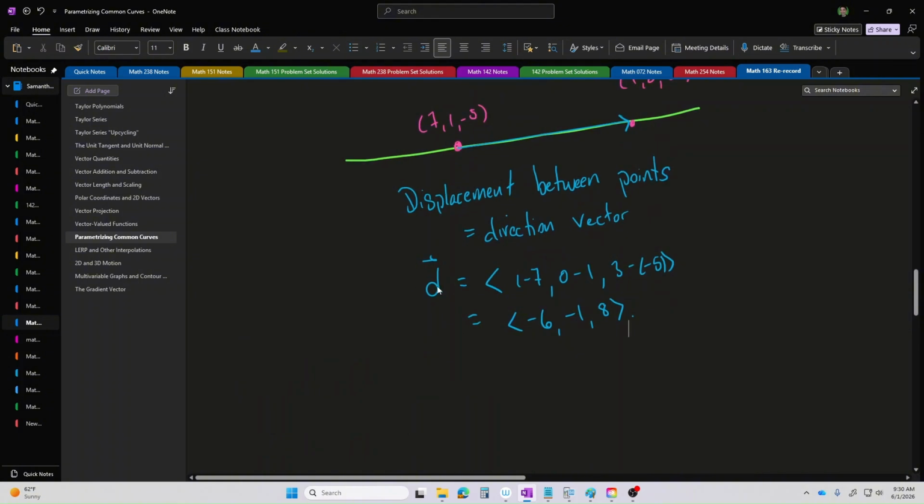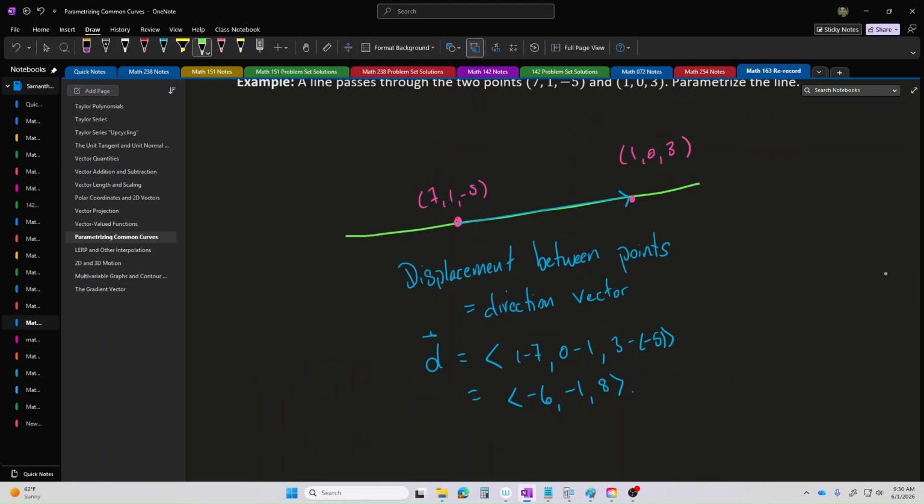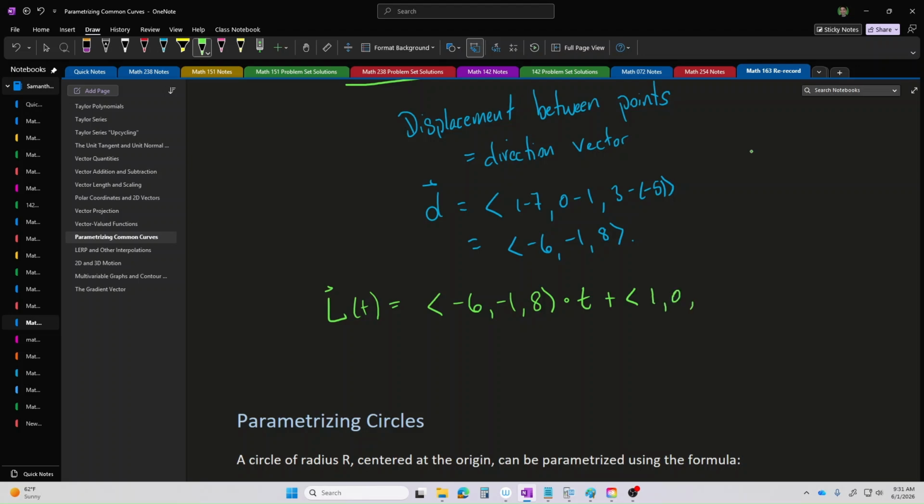So now that I have this direction vector d, I can choose again whichever one of these 2 points I want for my r sub 0 for the line. I might choose this one, 1, 0, 3, just for convenience. So with that said, the parameterization for my line, which I'll call L of t, L for line, is -6, -1, 8, scaled by the parameter t, and then plus the point 1, 0, 3 in the back, converted to a vector.